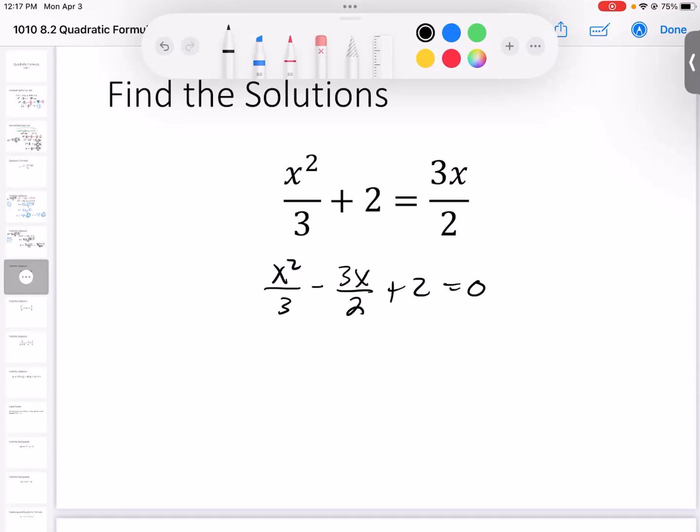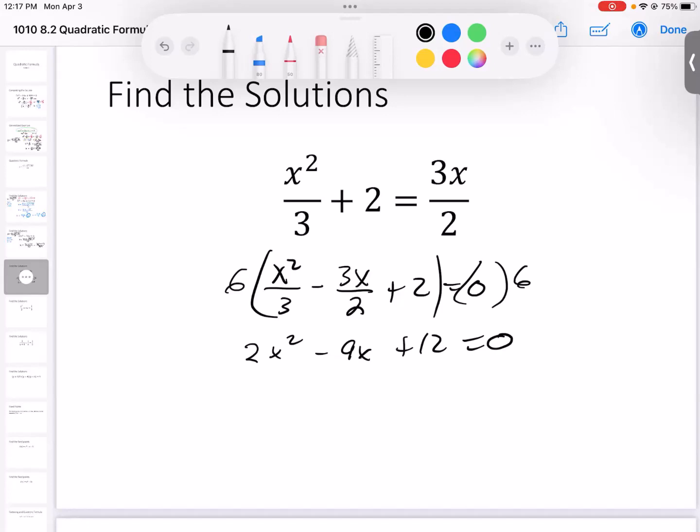Yeah. So, I mean, you could, if you wanted to, plug in a equals 1/3 and b equals -3/2 and c equals 2. But it'd be way easier if there weren't any fractions that you were plugging in. And so if you multiply both sides by 6, then that gives you 2x squared minus 9x plus 12 equals 0. And that's going to be way easier to plug into your quadratic equation.